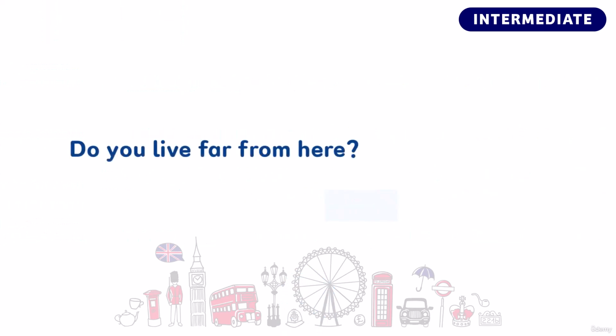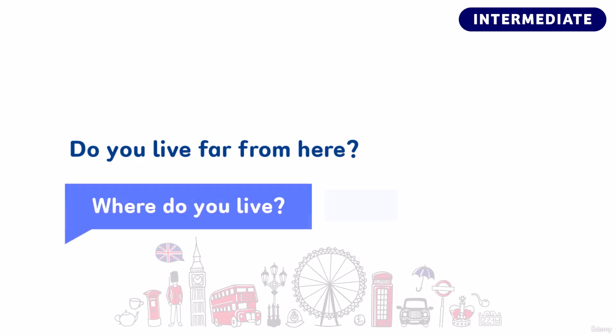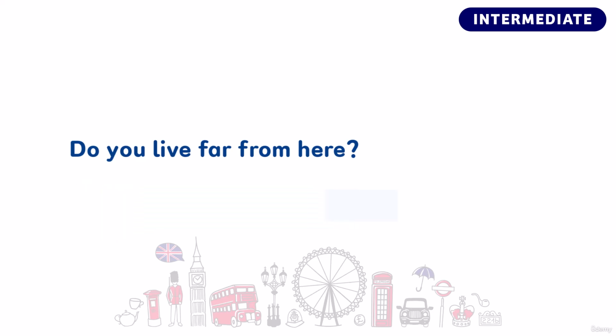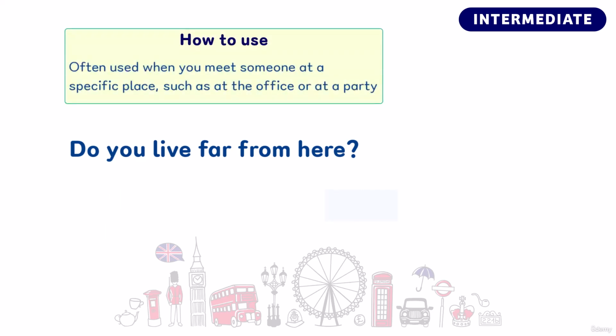Let's first take a look at how we can ask where someone lives. Do you live far from here? Now, the standard way of asking where someone lives is by asking the question, where do you live? But a similar question we can ask is, do you live far from here? This question is commonly used when you meet someone at a certain place.